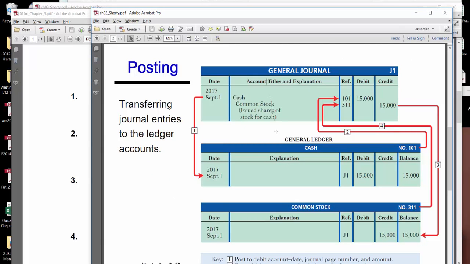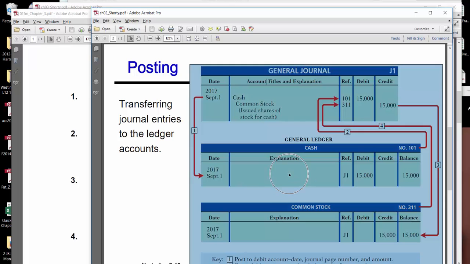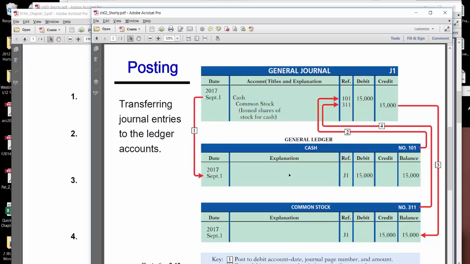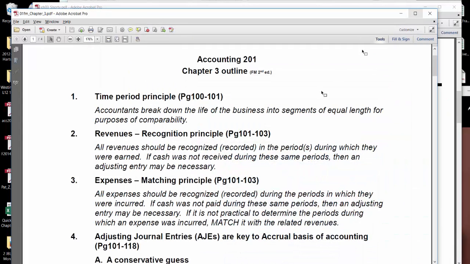Recall, once you've prepared a journal entry, then the journal entry must be posted to the accounts that are impacted by it. So when we're doing the adjustment process, we'll be making adjusting type of journal entries and posting them to the account balances that are typically impacted by those entries. An important reason why we have to make adjusting entries is because of the time period principle.